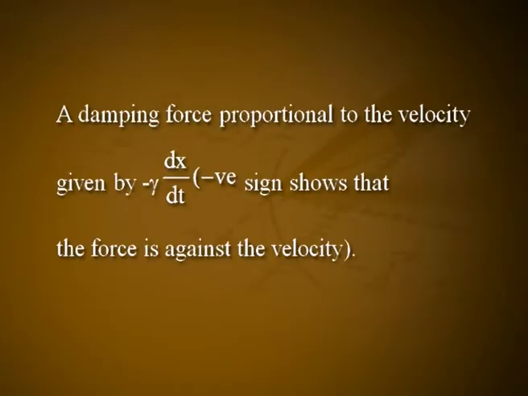The damped harmonic oscillator is under the action of: 1. A restoring force proportional to its displacement from the mean position, given by minus Cx. The negative sign shows that the force is opposite to the displacement. And 2. A damping force proportional to the velocity, given by minus gamma into dx by dt. The negative sign shows that the force is against the velocity.